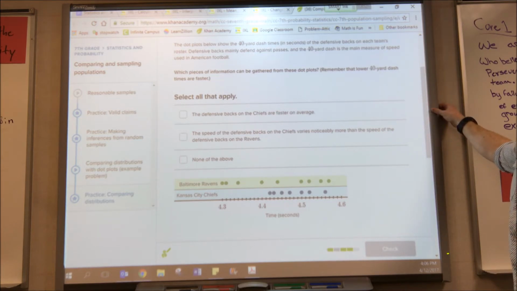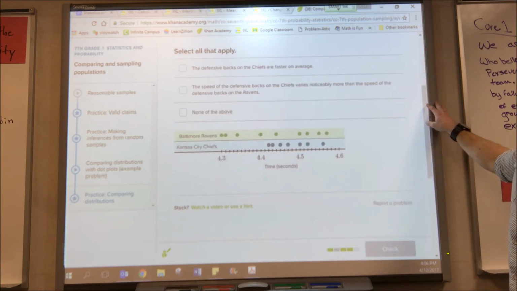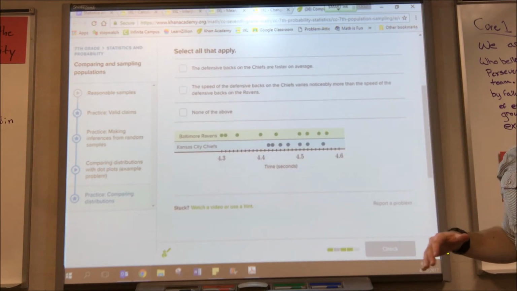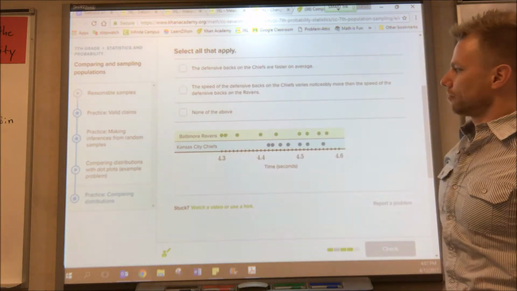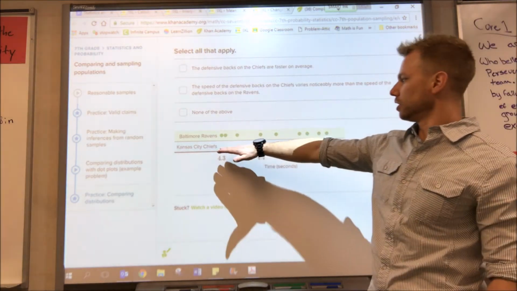Defensive backs mainly defend against passes, and the 40-yard dash is the main measure of speed used in American football. Which pieces of information can be gathered from these dot plots? Remember that the lower 40-yard dash times are faster. So a lower time is a faster run. Okay? So the defensive backs on the Chiefs are faster on average. So we look at the Chiefs.